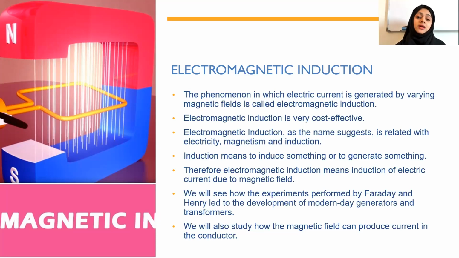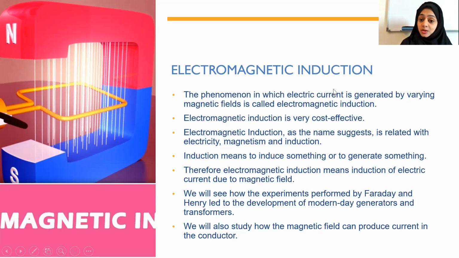Let us see what is meant by electromagnetic induction. The phenomena in which electric current is generated by varying magnetic fields is called electromagnetic induction. The last chapter we learned how a magnetic field is produced by electric current. This is just the reverse, that electric current is produced by magnetic fields. But there is one condition, the magnetic fields must be varying. So this varying is very important. If the magnetic fields are not varying, they cannot generate electric current.